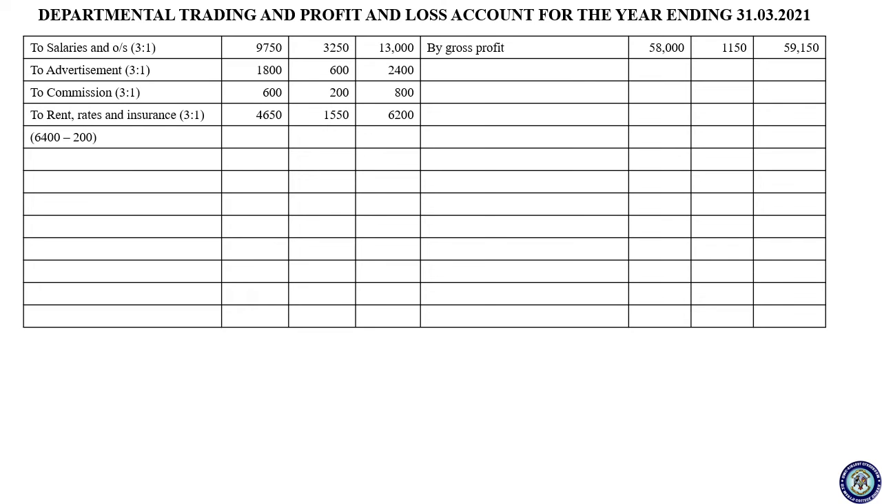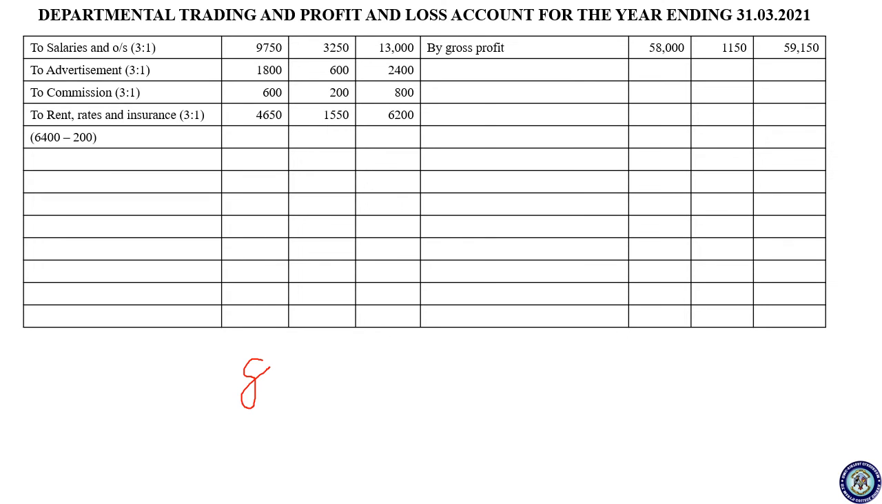Next, rent, rates and insurance. There is a prepaid, so prepaid should be deducted from the value. That is the total insurance. So what is the value of prepaid? The amount of prepaid is 200. So how did you get 200? I explained this when I was explaining the point, that is adjustment.